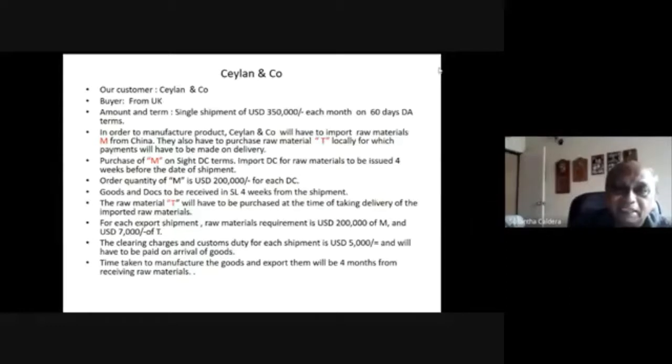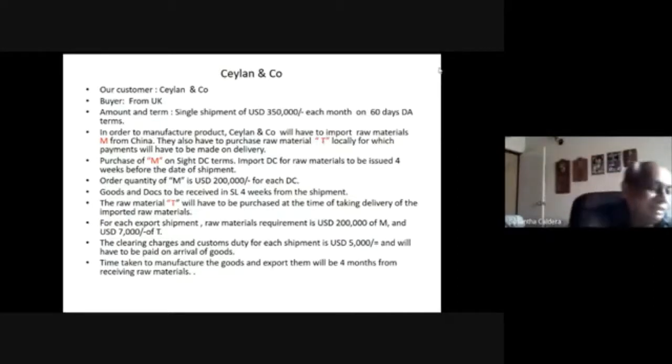Raw material T will have to be purchased at the time of taking delivery of the imported raw materials. So we'll have to give them a short-term loan to purchase the raw material T. Short-term loan or overdraft to purchase the raw material T. Okay, it's a difference.